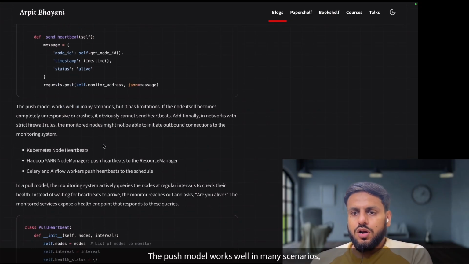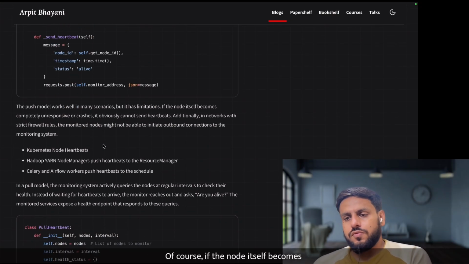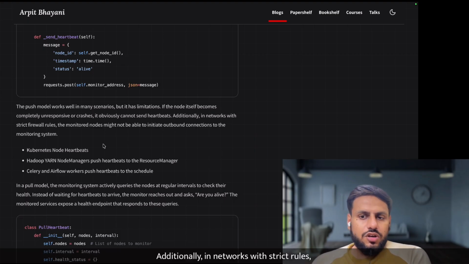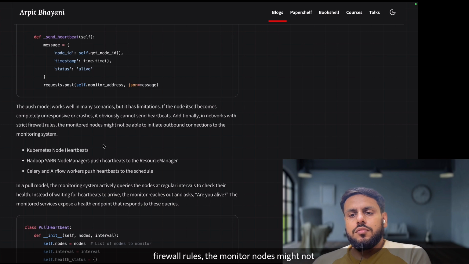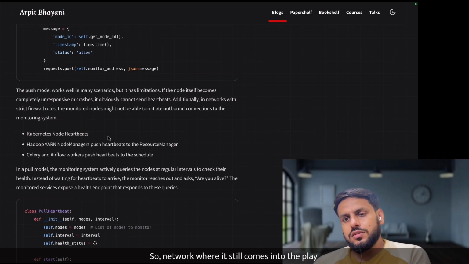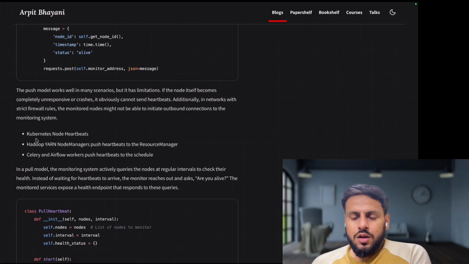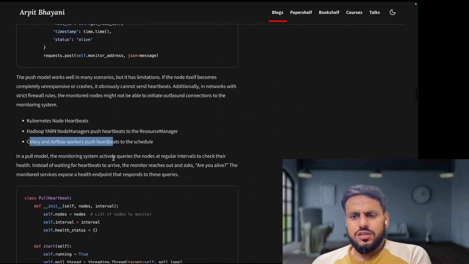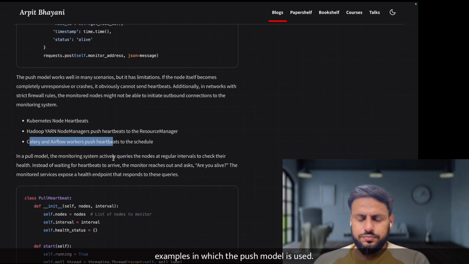The push model works well in many scenarios, but it has its limitations. Of course, if the node itself becomes completely unresponsive or crashes, it obviously cannot send heartbeats. Additionally, in networks with strict firewall rules, the monitored nodes might not be able to initiate an outbound connection to the monitoring system. So network barriers still come into play. Kubernetes node heartbeat, Hadoop YARN NodeManager push heartbeats, and Celery and Airflow workflow heartbeats are examples in which the push model is used.